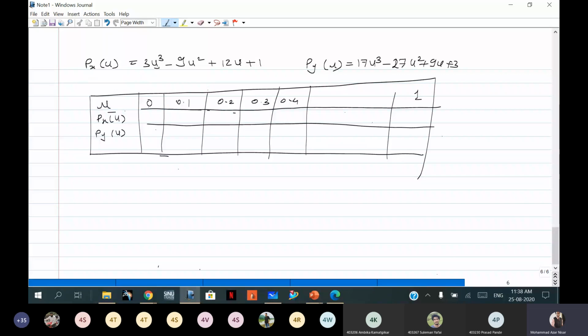Then for the first, for 0, use u equal to 0 in this equation, and you will get the answer 1. Then u equal to 0 in the second equation for y, you will get the answer 3. Solving it, I will not show that. Then for 0.1 it will give you the answer 2.11 and 3.64. Then if we use u equal to 0.2, it will give you 2.6, then 3.8.